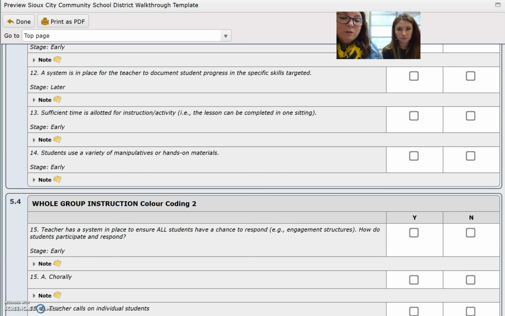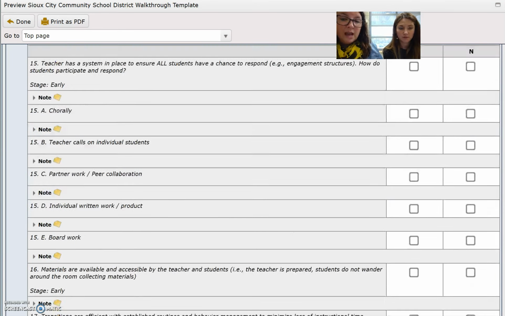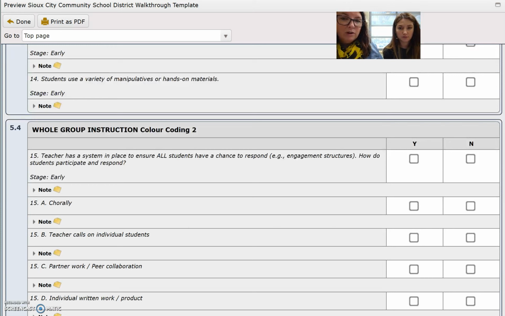And remember, this is an observation tool. It is not meant to be something where we're looking for all of these things. It's just meant to help us collect data. Also, whole group instruction, this color coding is an error, and these will eventually be combined into a drop down. And it's just looking at what engagement strategies during the whole group lesson were provided to students.